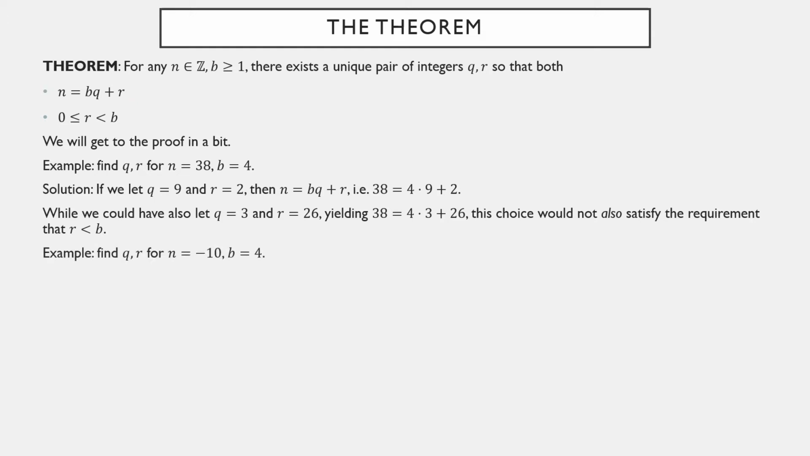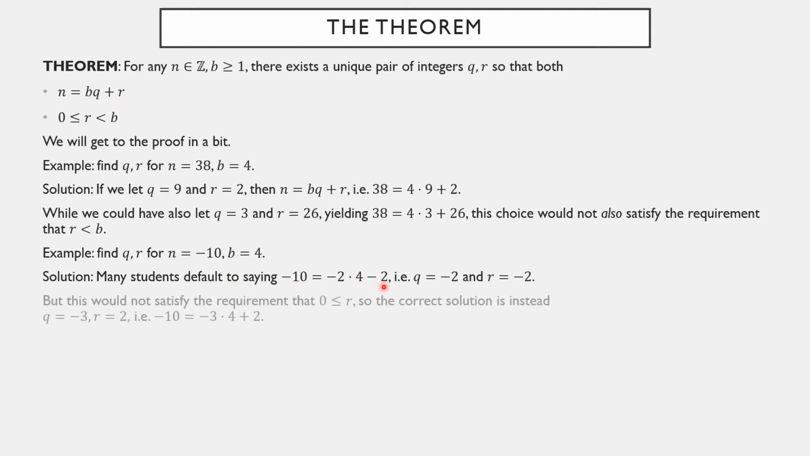As an example, find q and r for when n is negative 10 and b is 4. A lot of people would default to saying negative 10 is a multiple of 4, specifically negative 8, and then subtract 2. So q is negative 2 and r is negative 2. That's really what this statement is trying to accomplish. n is a multiple of b plus something else. Negative 10 is a multiple of 4, and then take away 2 more.